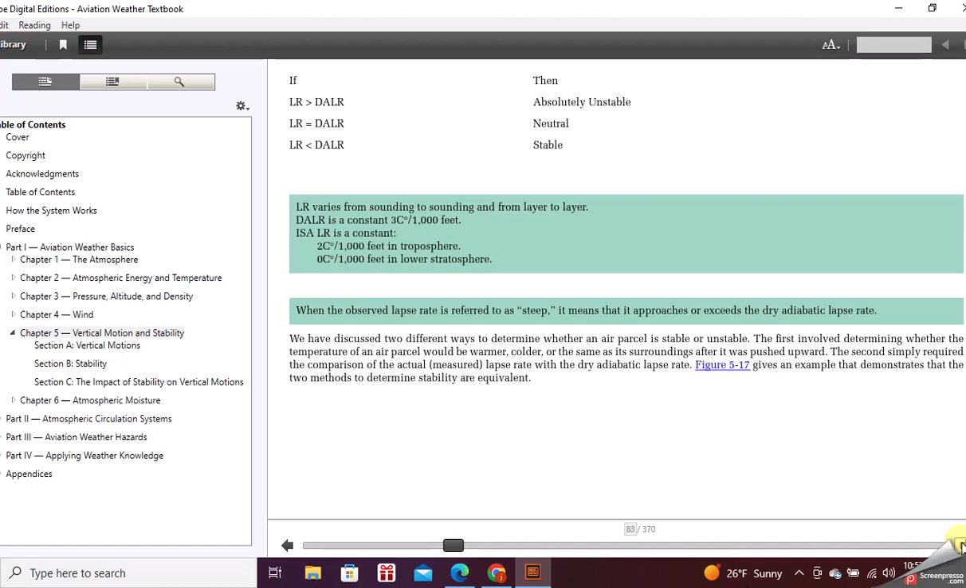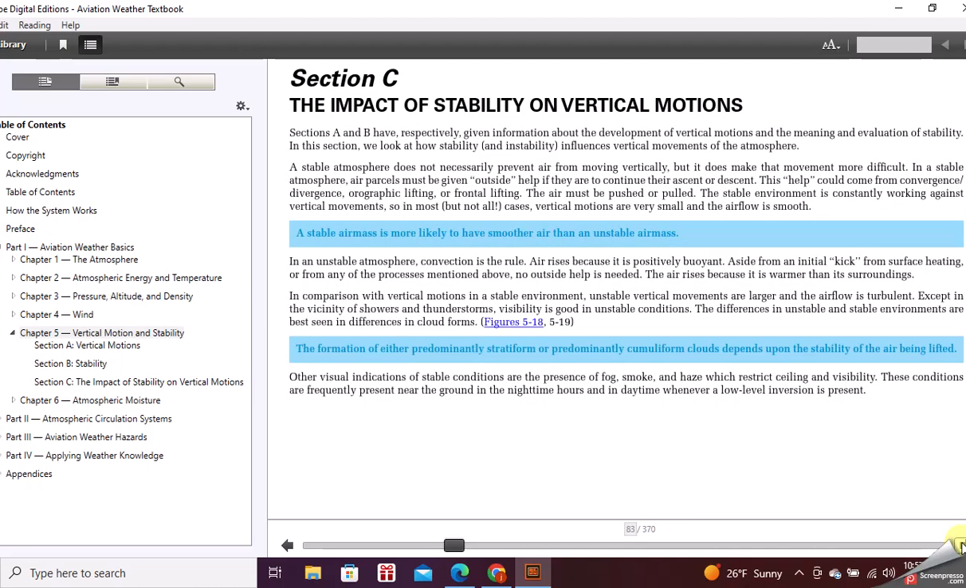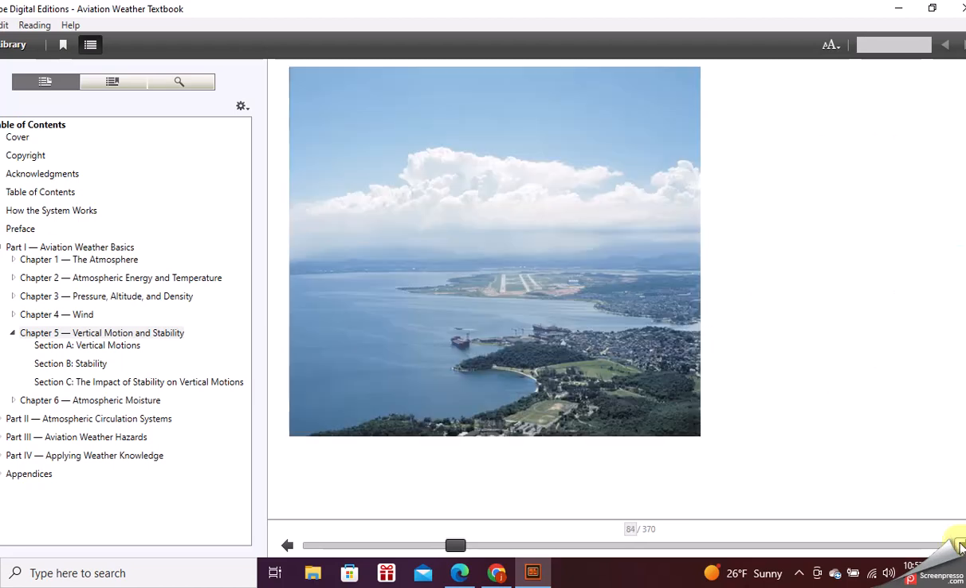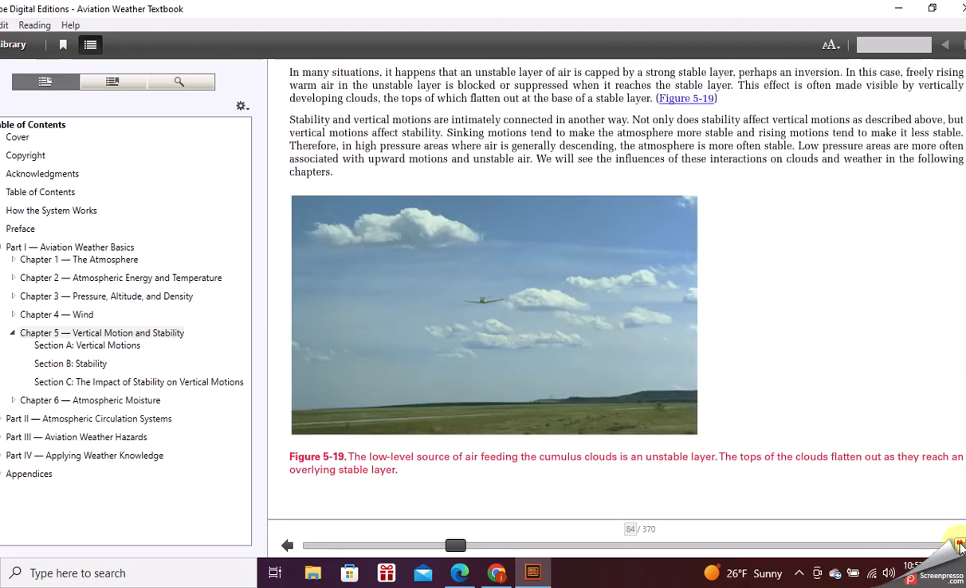So that's why stability is so important in your flights, everything. It enhances vertical motion. In other words, if you can get air to rise from a big low pressure system or convergence, and you add instability with it, it's going to rise that much faster.